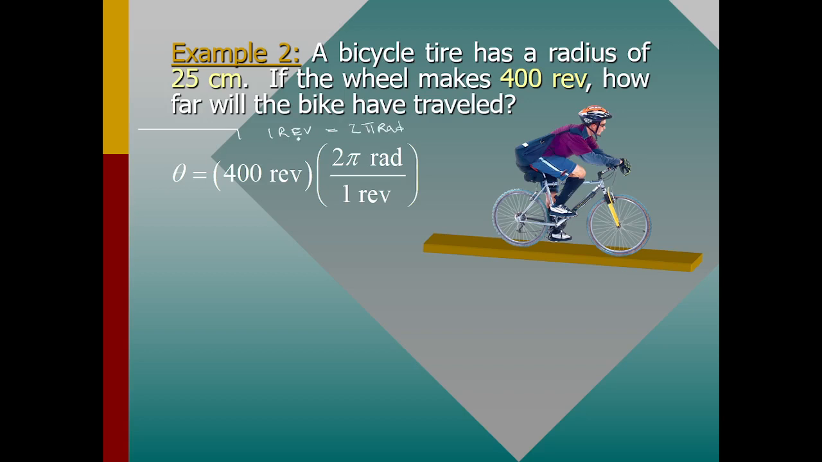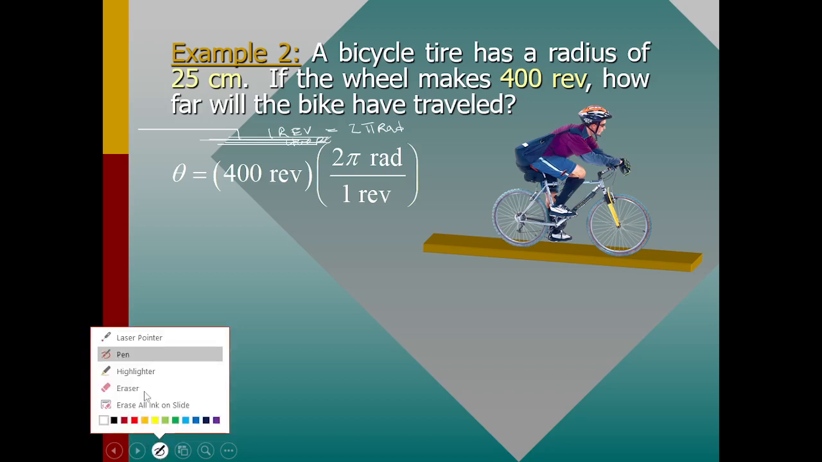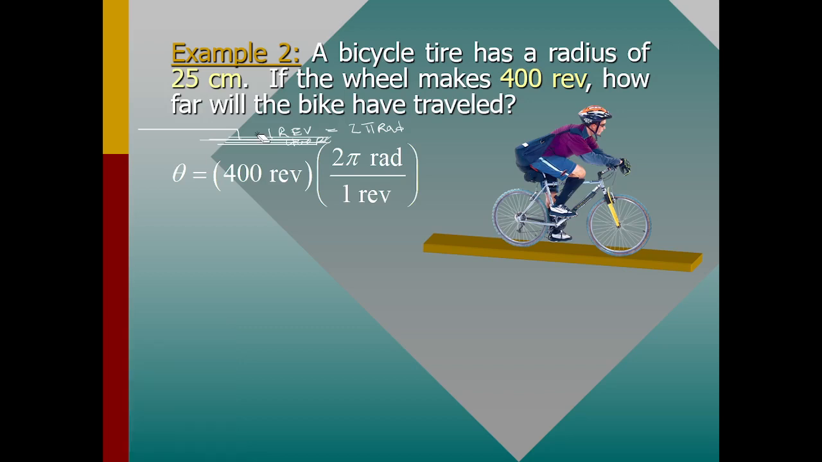So now I have 400 revolutions. Since I have 400 revolutions, I can easily make the radian the subject of the formula. So if I make the radian the subject of the formula, from that, I'm going to have theta is simply equal to 2513 rad.